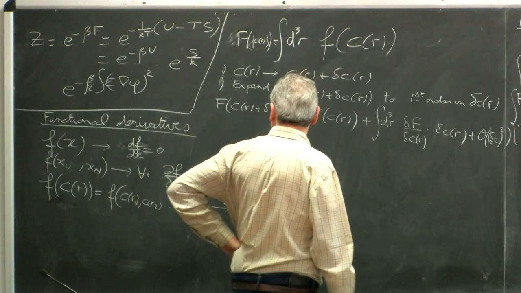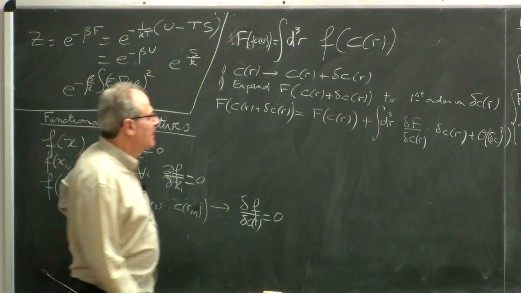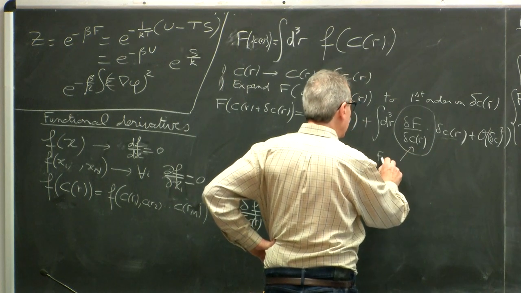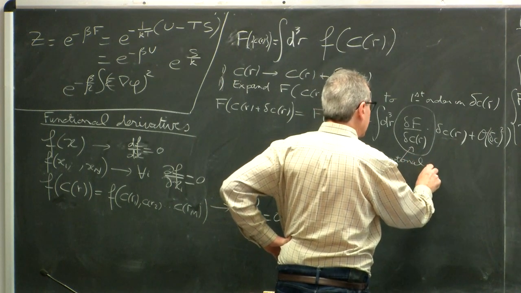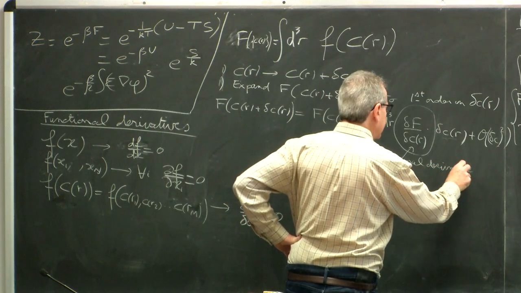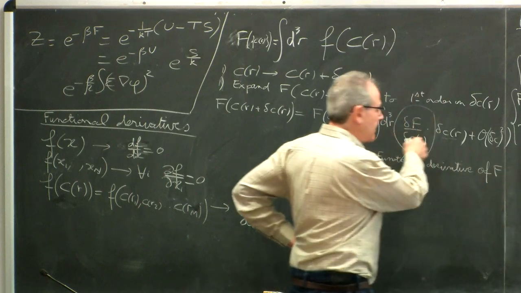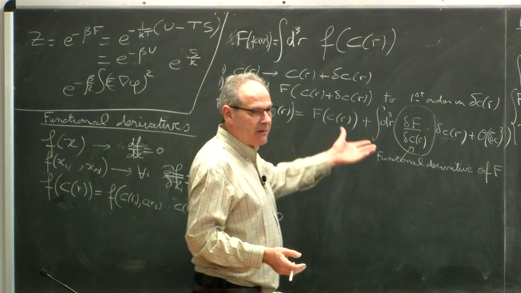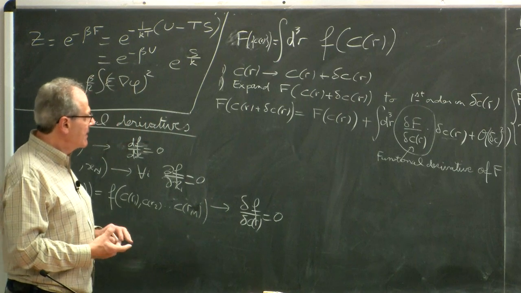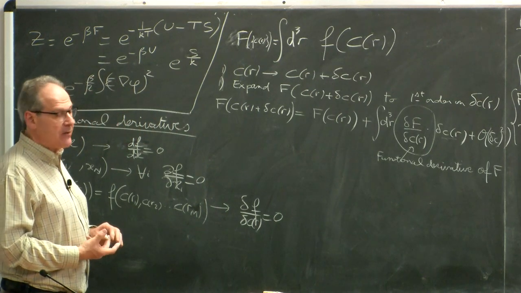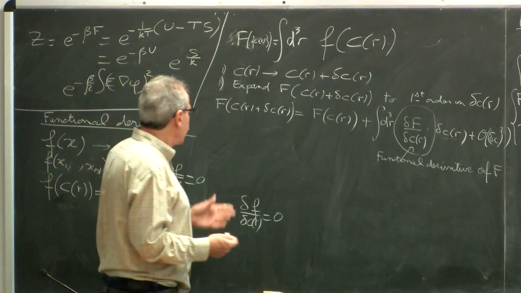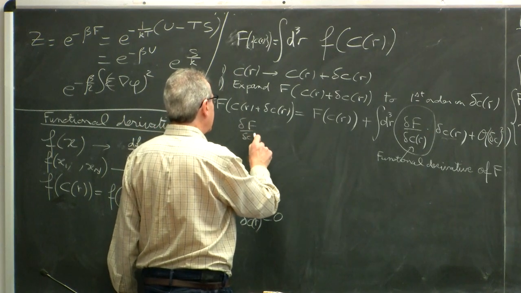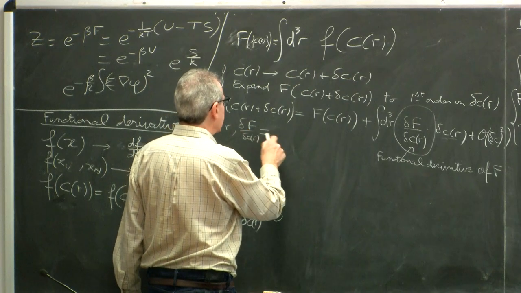And therefore, if you want to write that the variation is zero, the coefficient of delta c of r here is called the functional derivative of F with respect to c of r. So you obtain it by just doing a simple Taylor expansion. And writing that the function is minimal is just writing that delta F by delta c of r for any r is equal to zero.